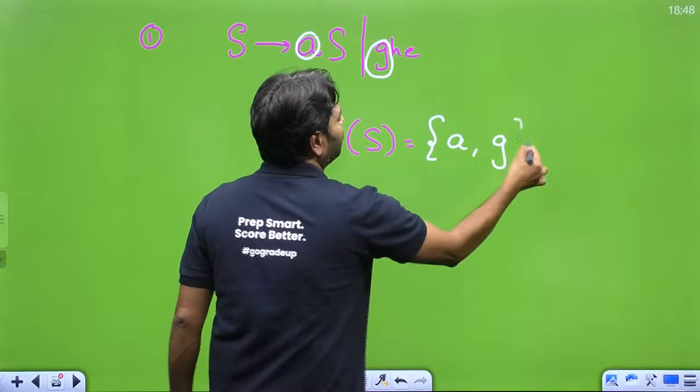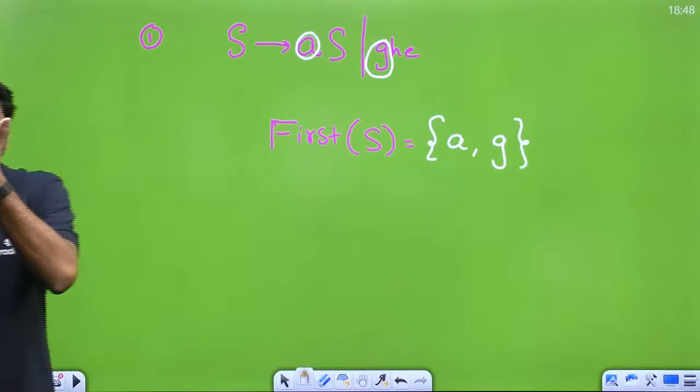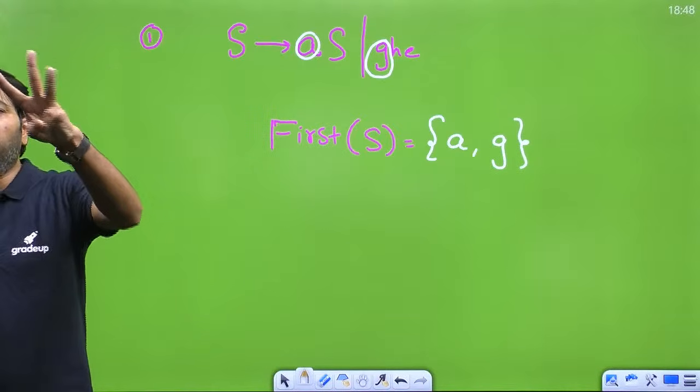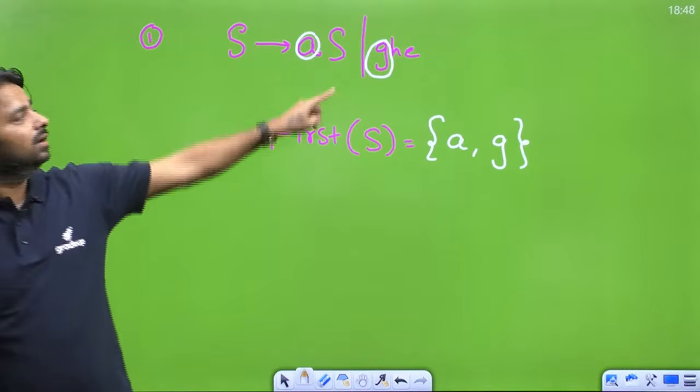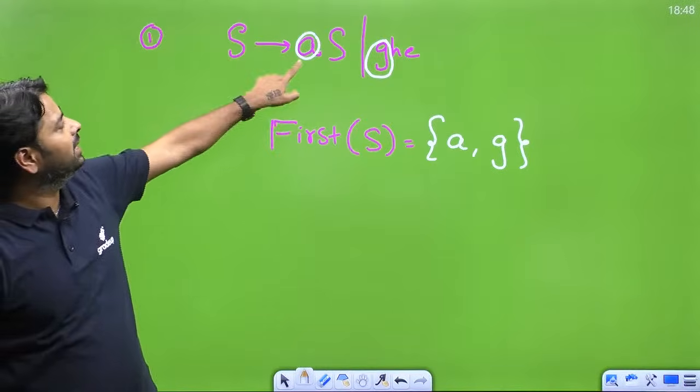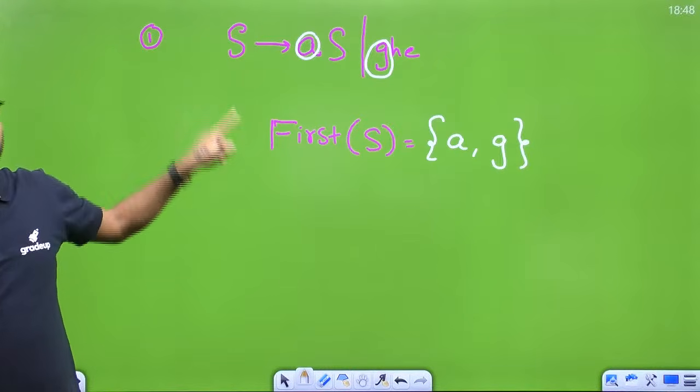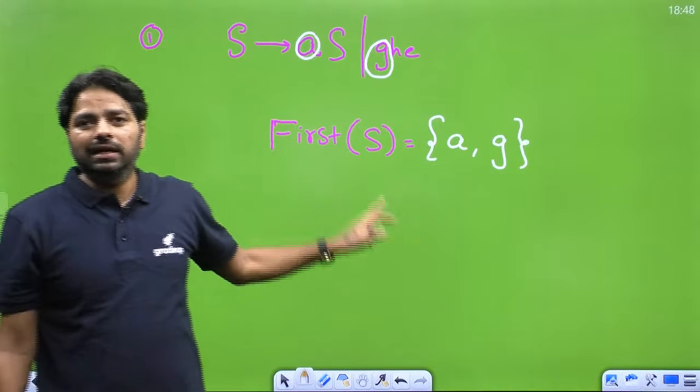How did you get that, guys? A comma G. Did I say that? There are 3 points you need to remember. If you see the terminal, whatever the first terminal derived from S, that is going to appear in the first of S. Clear this point?